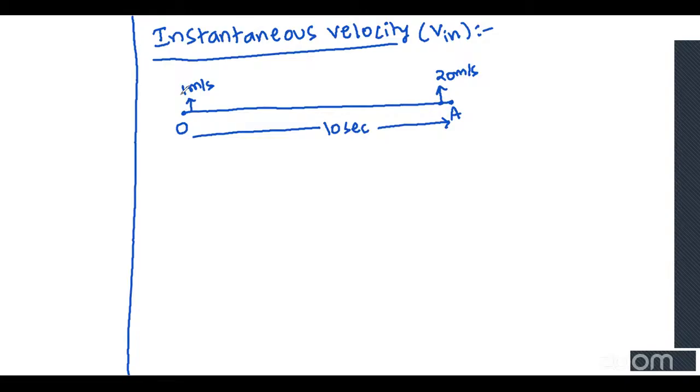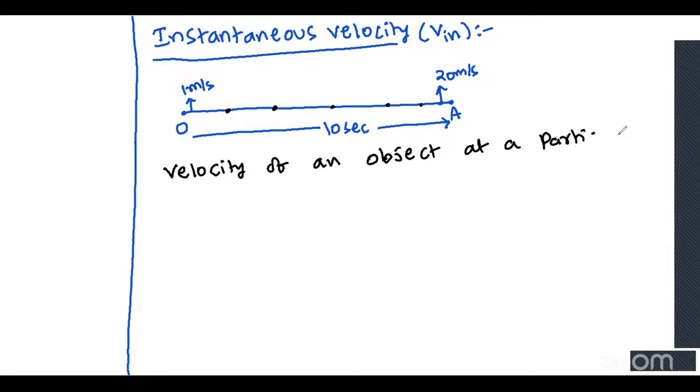Now, I want to find what is the velocity in between at any point, either at 3 seconds or 5 seconds or 9 seconds. Instantaneous velocity means the velocity of an object at a particular time can be called instantaneous velocity.